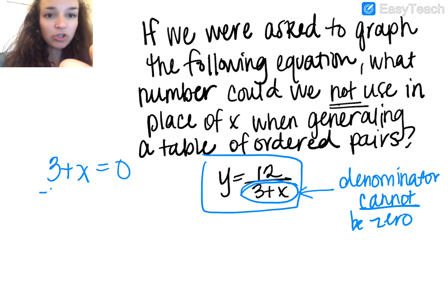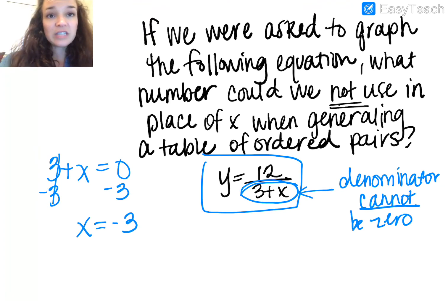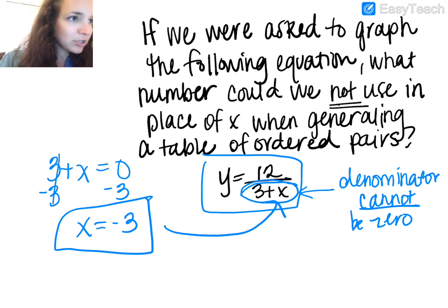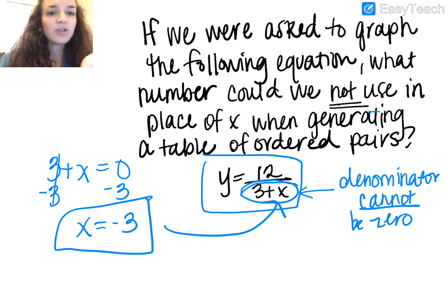Okay, so here we're just solving for x, so minus 3. So x equals negative 3, which means, remember, we were solving for what can x not be. Because if I plug negative 3 in for x there, 3 plus negative 3 equals 0. That would make my denominator 0, which would make my answer not real. And I don't want that, okay? So my answer to the question, what number could we not use in place of x when generating a table of ordered pairs, that would have to be x equals negative 3. Because again, we don't want that denominator to equal 0.